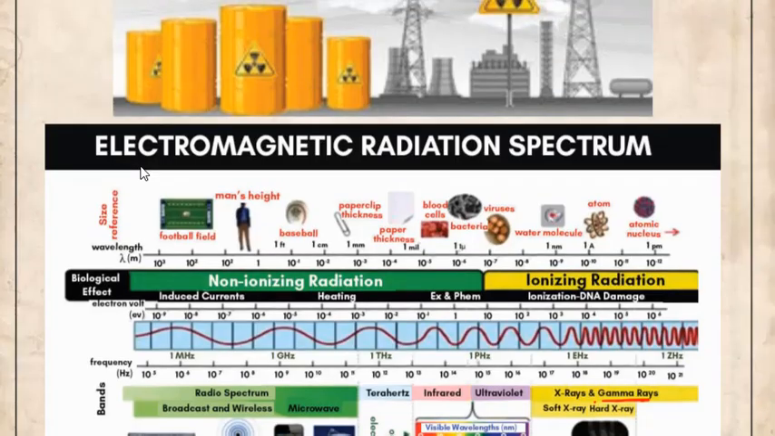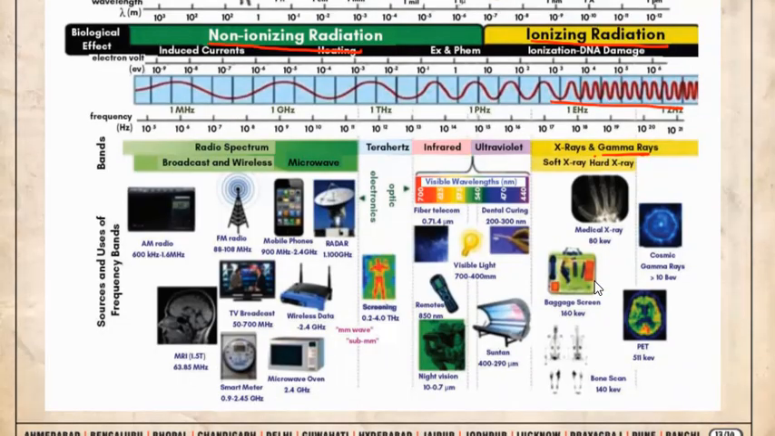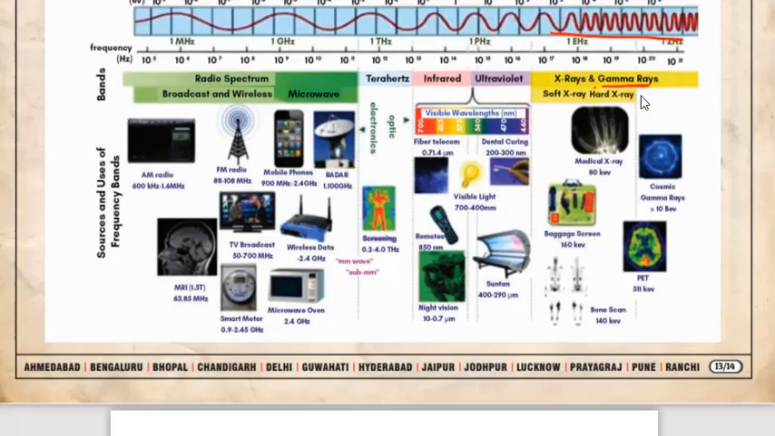Next, coming to the topic electromagnetic radiation spectrum. Here there are 2 types of radiation: non-ionizing radiation and ionizing radiation. What is non-ionizing radiation? Having longer wavelength means the energy is less, and so it is called non-ionizing radiation, whereas ionizing radiation has a high amount of energy. This figure tries to explain non-ionizing radiation and ionizing radiation.